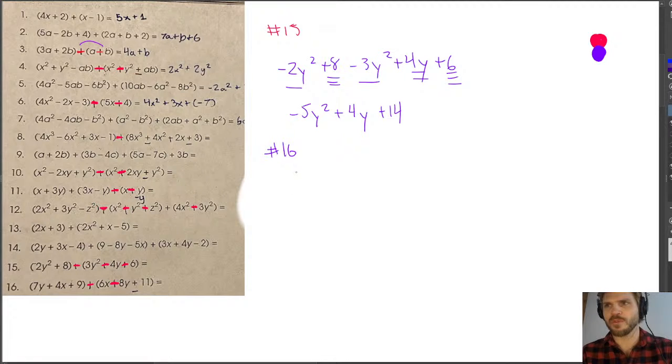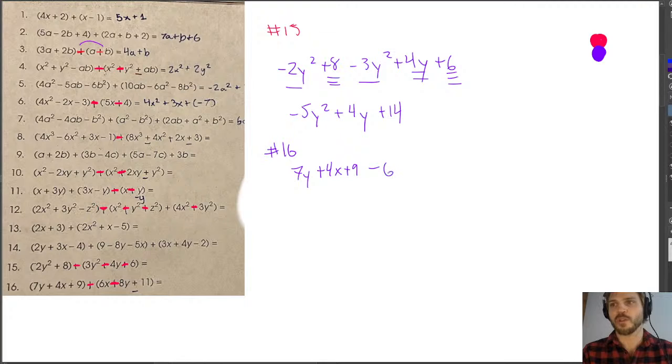Okay. So we've got 7y plus 4x plus 9. This is the same thing. I'm just taking away the parentheses because this is a positive quantity, so it's the associative property. All right. Now here we've got that negative we need to distribute. Got to distribute that negative.